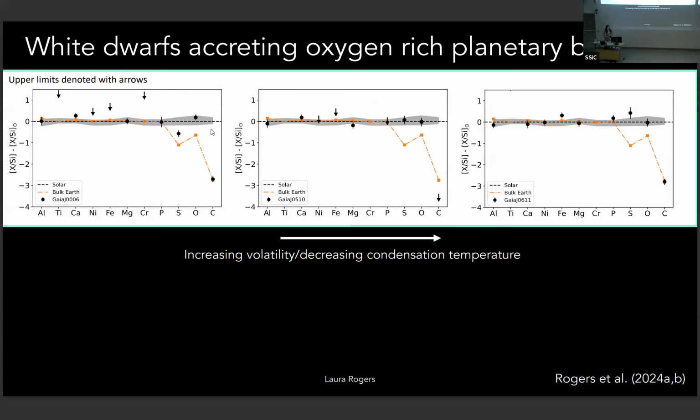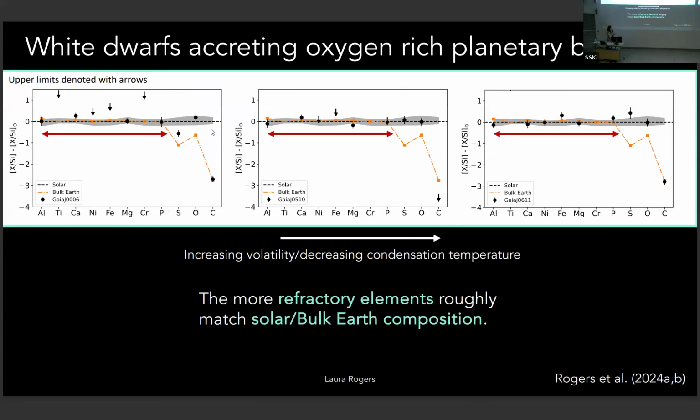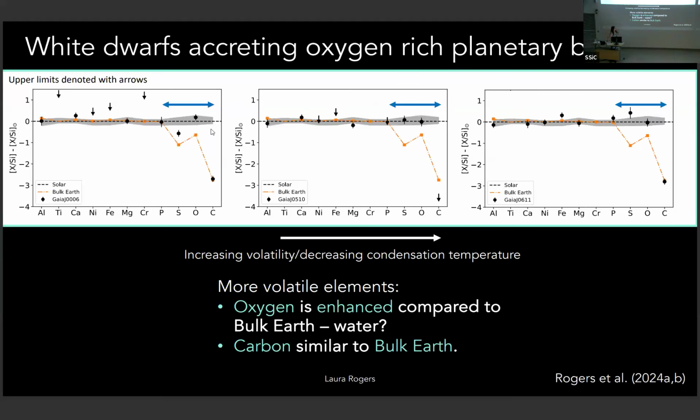So I've lumped these three white dwarfs together because they're actually pretty similar. So if we look at the more refractory elements on the left of the plot, these are all pretty consistent with being solar or bulk Earth-like. Whereas when you get more towards the volatiles, and specifically I want you to focus on the oxygen. So just to say, these are log plots.